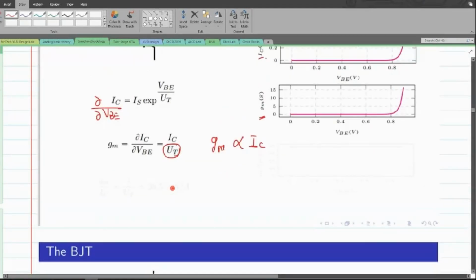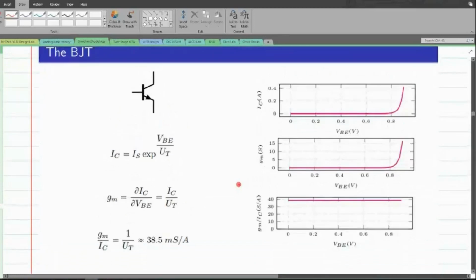When I take the ratio, which is GM over the output current component, which is the IC here, let us talk about this GM over IC for a BJT and GM over ID for a MOSFET, clear? What you would end up having for this is basically 1 upon UT. And this 1 upon UT is equal to 1 upon 26 millivolt, which is approximately 38.5 millisiemens per ampere.